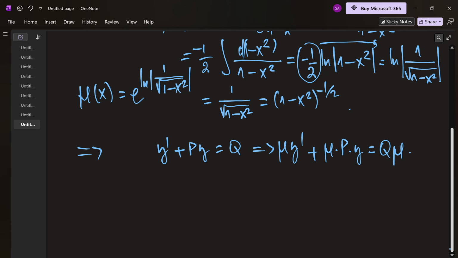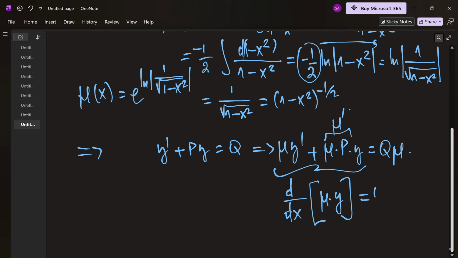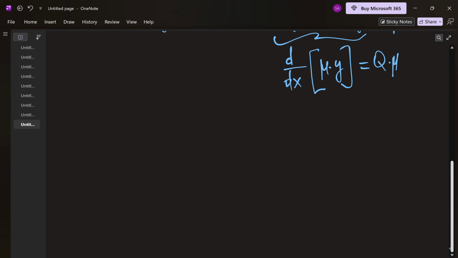And actually this part, u times p, is actually u prime, the derivative of the integrating factor. So all of this is equal to the derivative of the integrating factor times the solution y, which is equal to this part. Okay? Now you integrate both sides. What do you get?